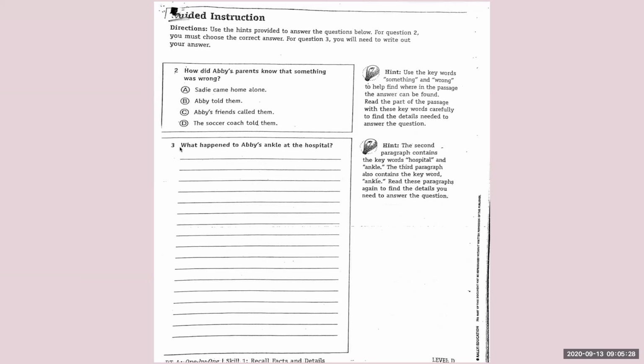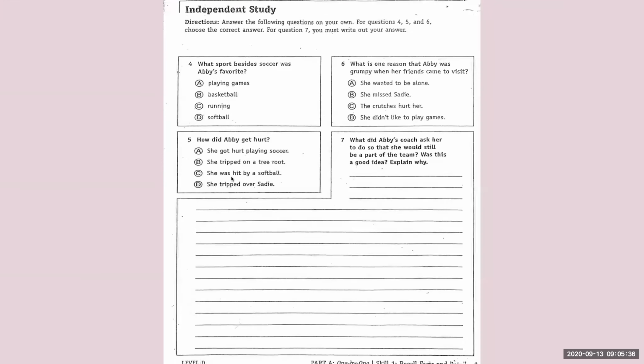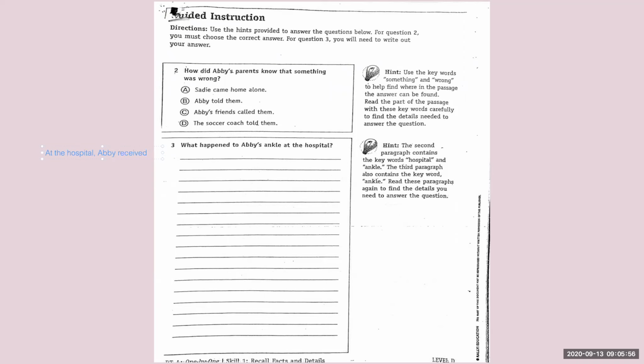Now again, this is an example of an open-ended question. Okay, so if we were to answer this question, it's very important that you write out your answer. Okay, so what I would say here, I'm going to put a little box here so you can see it. I would restate the question. So I would say, at the hospital, Abby received x-rays of her ankle.